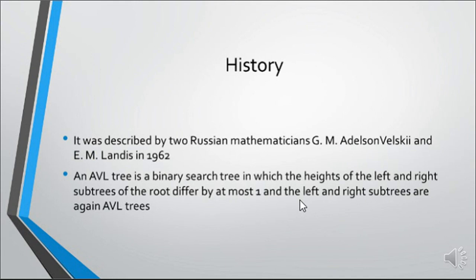Now firstly we'll see the history of it. It was described by two Russian mathematicians, G.M. Adelson-Velsky and E.M. Landis, in 1962. An AVL tree is a binary search tree in which the heights of the left and right subtrees of the root differ by at most 1, and the left and right subtrees are again AVL trees. This is called a recursive definition.